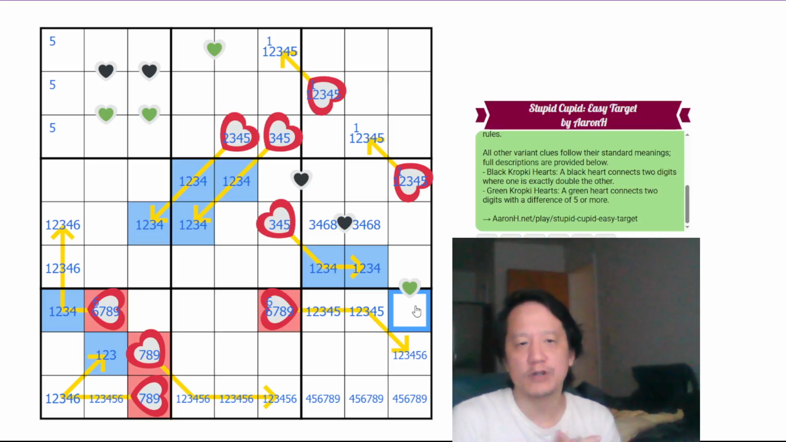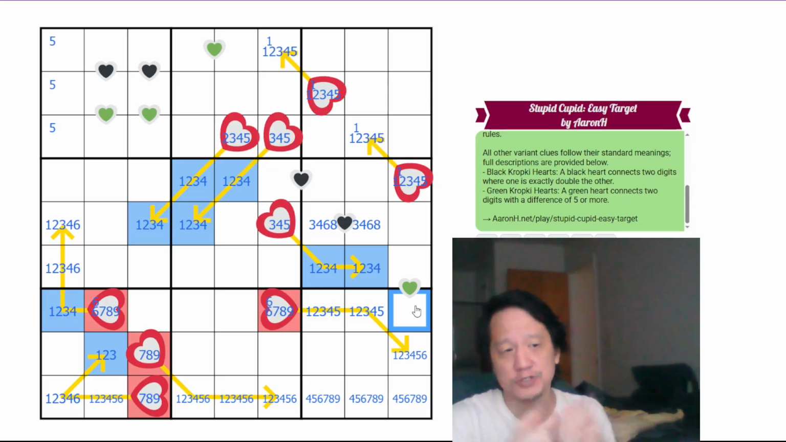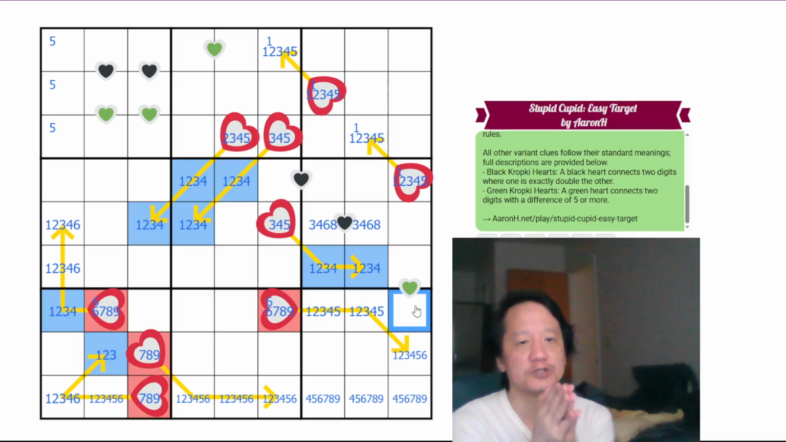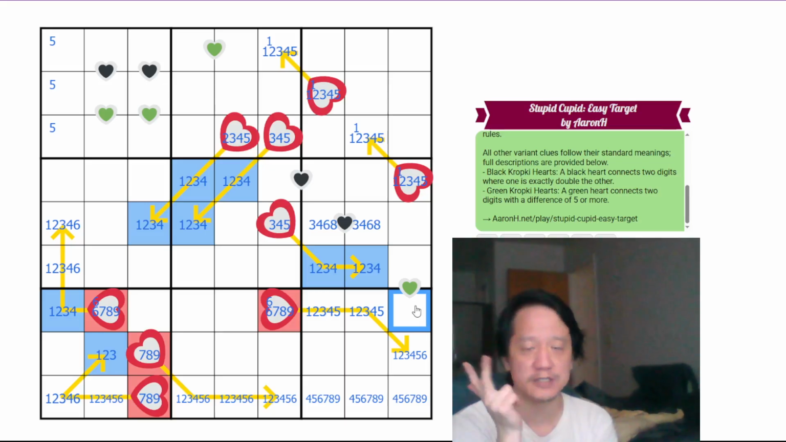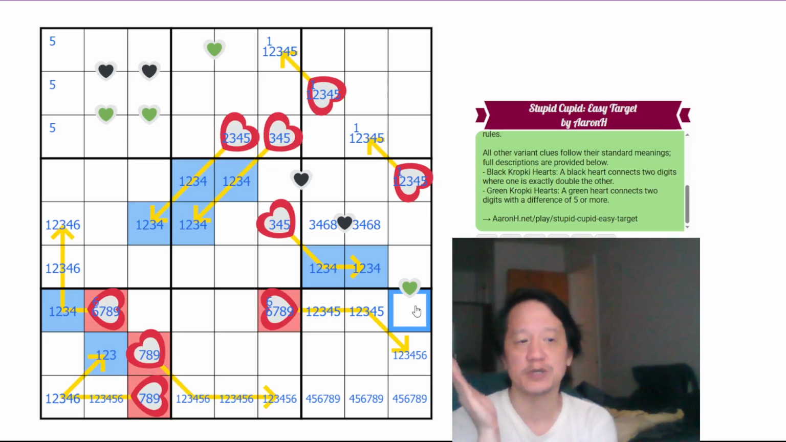Next to every green Kropke heart, you're going to have 1 low digit and 1 high digit. And the reason why we know that is, 1 through 4, what digits can be next to it on a green Kropke heart? Well, 1 can be next to 6 through 9, which is all high digits. 2 can be next to 7 through 9, which are high digits. 3 can be next to 8 or 9, which are only high digits. And 4 can be next to 9, which is a high digit. So next to a low digit must be a high digit.